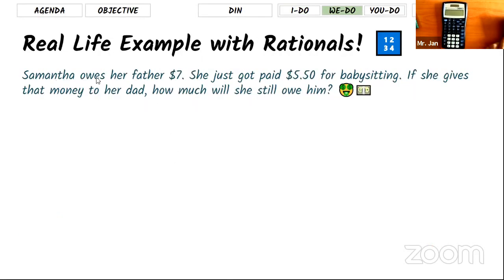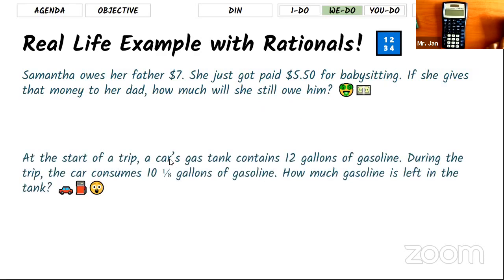So there is a word problem. Owing $7 means negative 7. Getting paid 5.50 means plus that number. So you need to figure out what it would be in a real life example. As you see, 7 is an integer, 5.50 is a decimal number, so we call them both together rational. These are the kind of examples you may see in word problems. This is a money problem, by the way. And there is another problem about a car trip, with a gallon of gasoline they have, and they consumed 10 1/8. As you see, this is a mixed number.